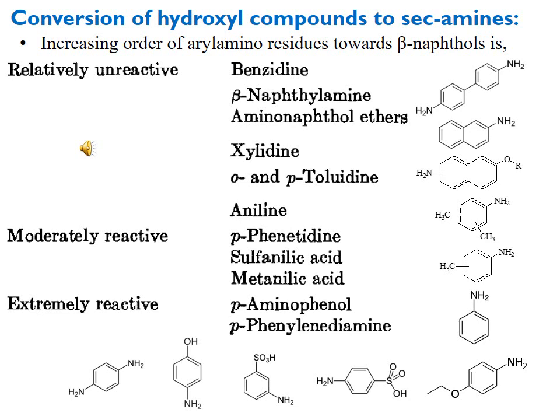The interaction of aryl amines with the naphthols, especially with beta naphthol, is more favorable as compared to that of alpha naphthol. Alpha naphthol is not treated easily, or does not react with this reagent to form secondary amines. Here is the order of the different amines which are used to convert hydroxyl groups to secondary amine.